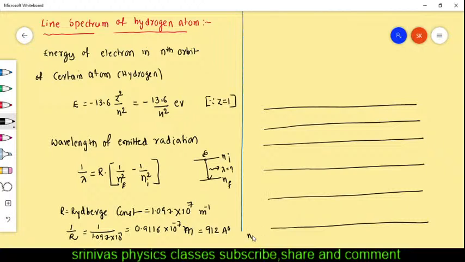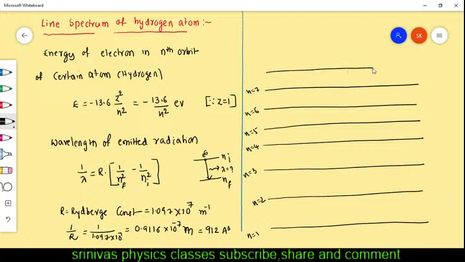This we can consider as the first energy state. This is the second energy state, second orbit. This is the third orbit. This is the fourth orbit. This is the fifth orbit. And this is the sixth orbit, and this is the seventh orbit. After the seventh we will take it as infinite. This we can take as the infinite energy state. It is the final energy state.